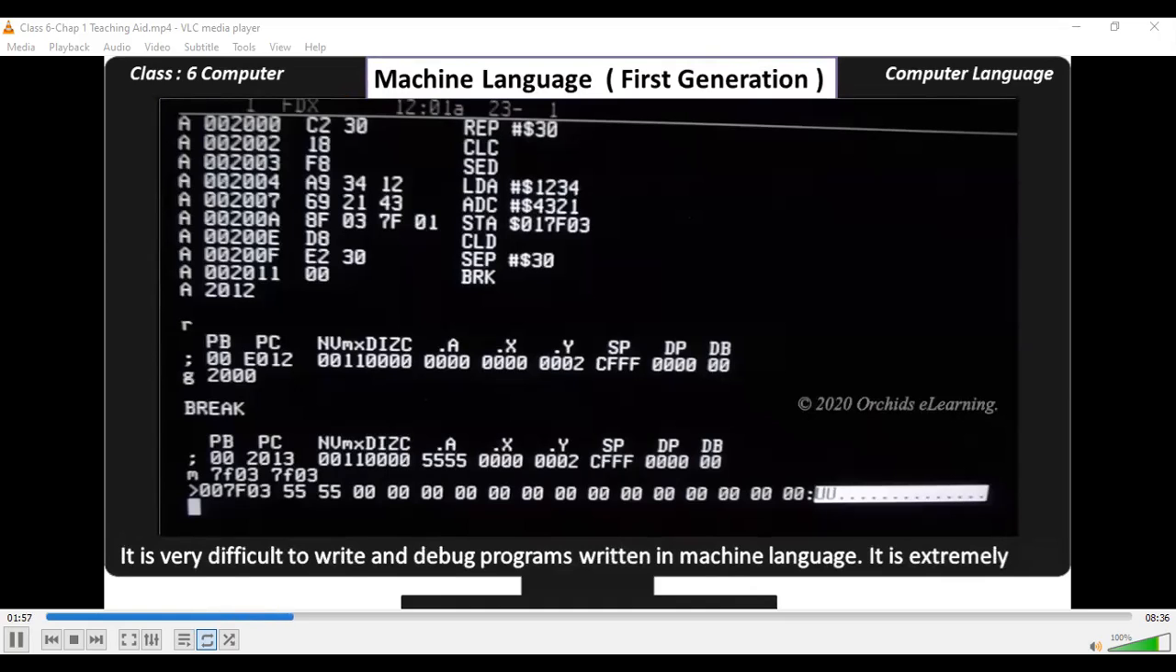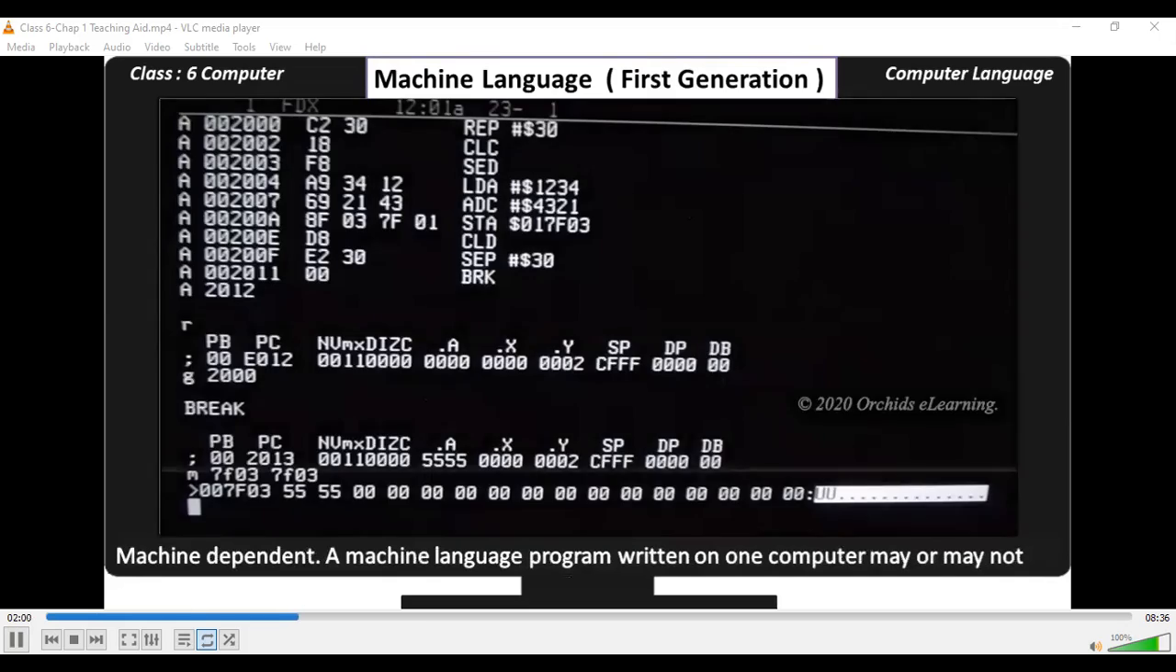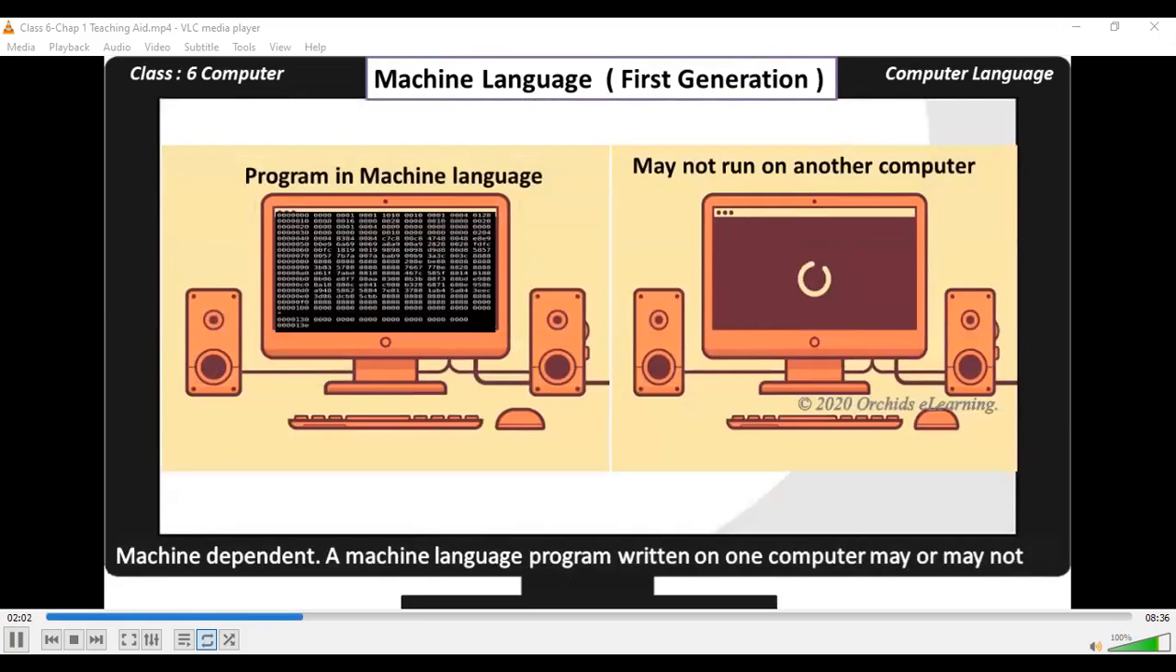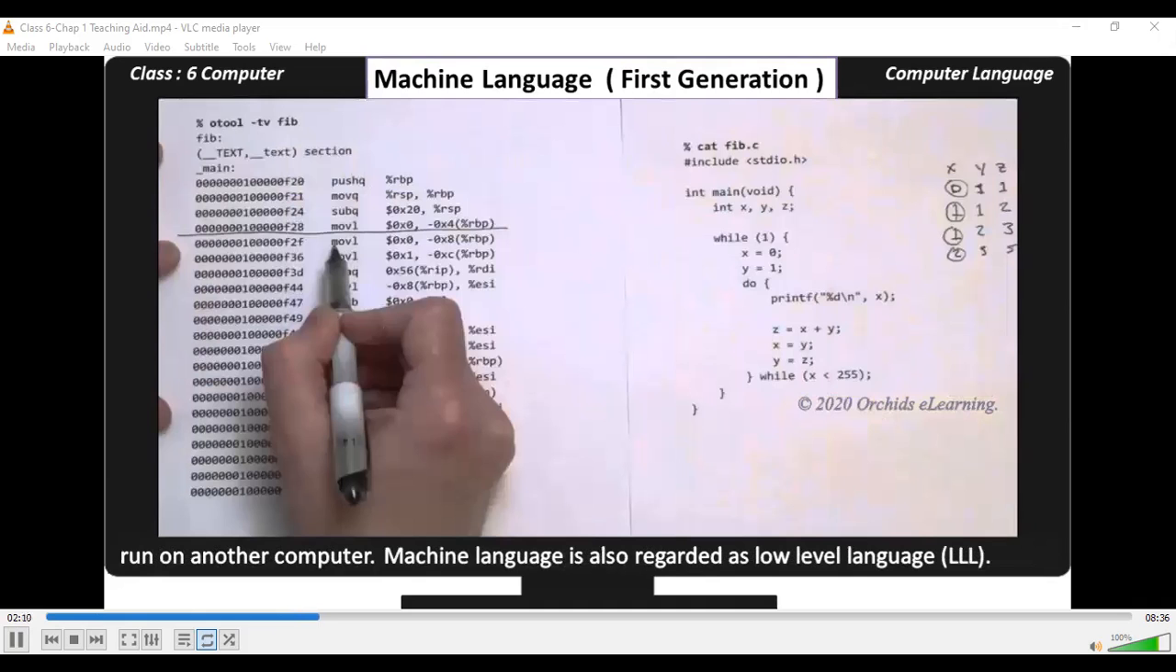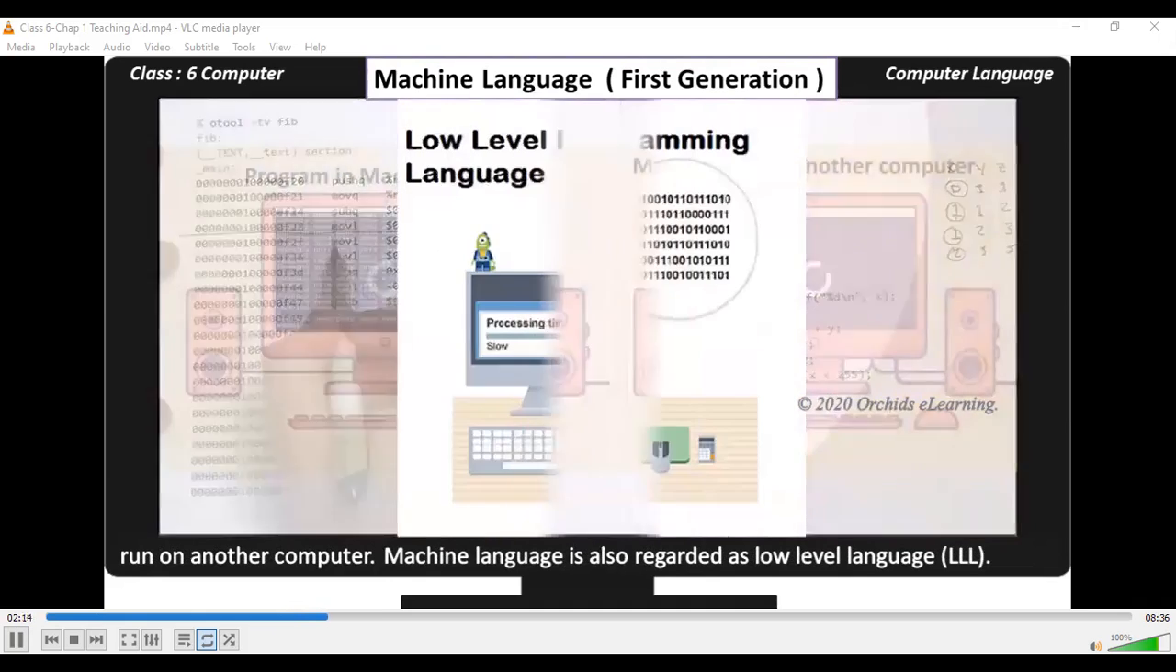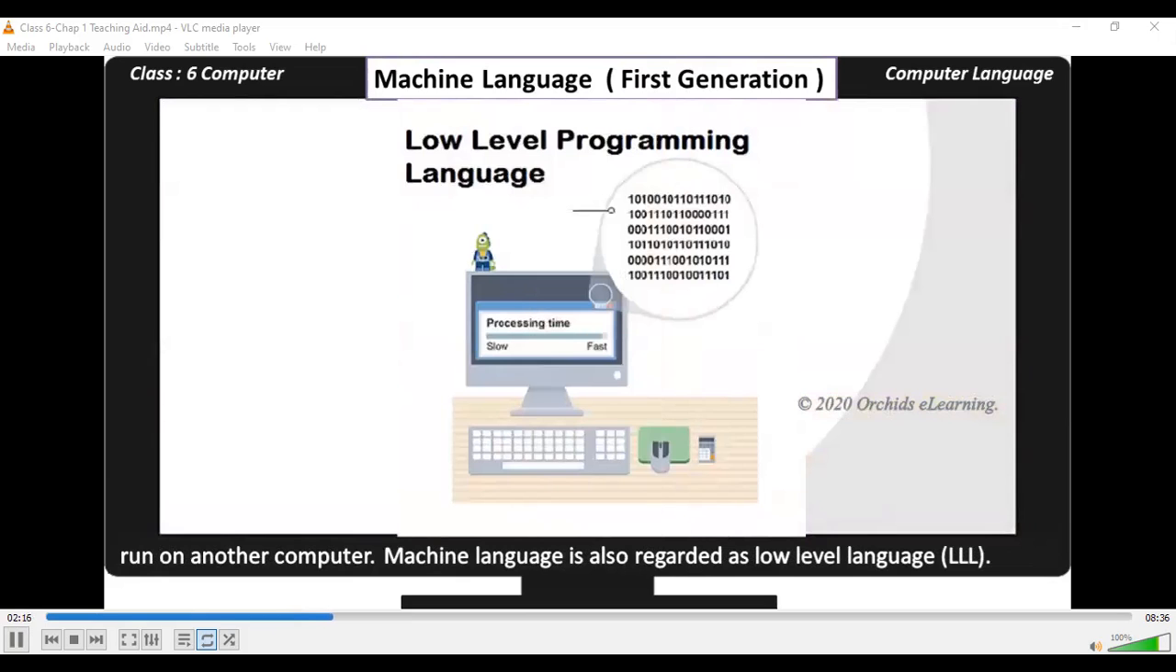It is extremely machine-dependent. A machine language program written on one computer may or may not run on another computer. Because of this, very few people opt for specialization in machine language. That is why machine language is also regarded as a low-level language.